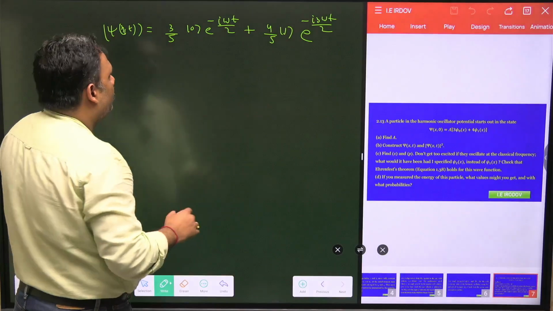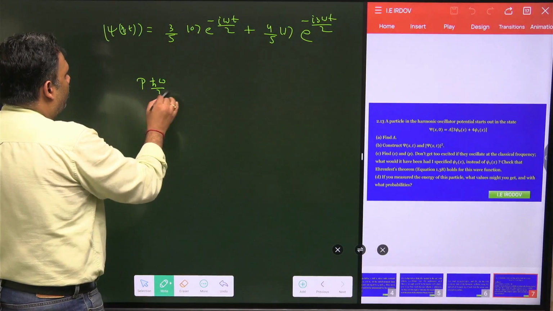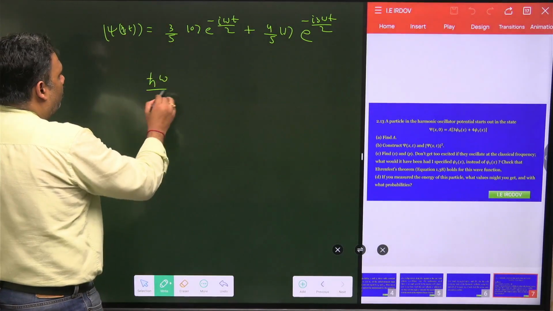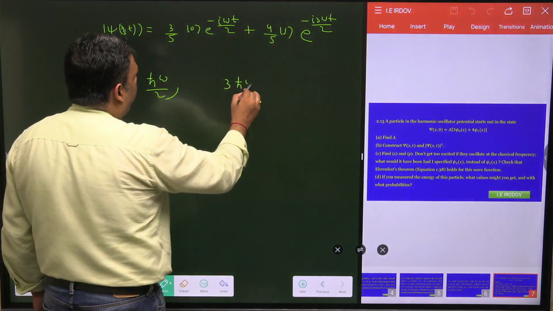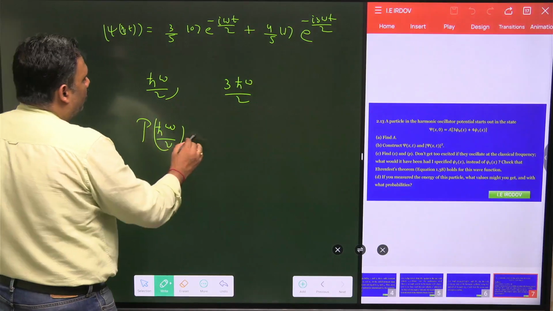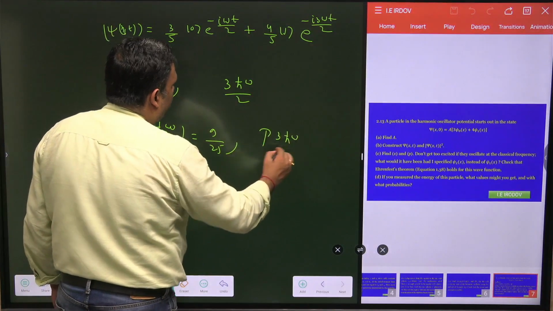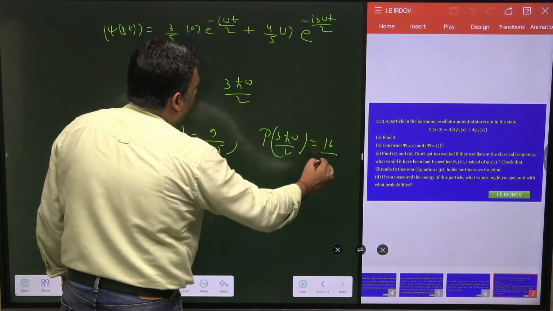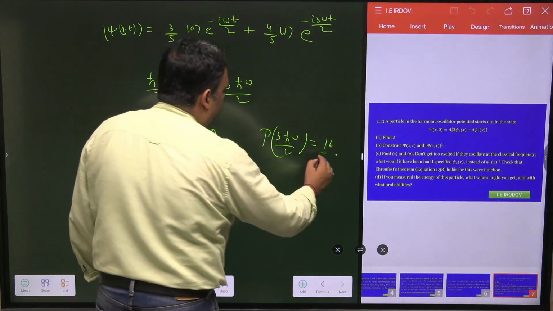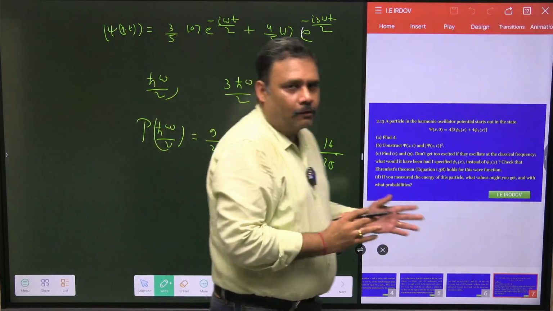So if the energy is measured, then what will be the measurement? The measurement is equal to ħω/2. So what are the possible measurements basically? They are basically ħω/2 and 3ħω/2. And what is the probability of ħω/2? It is nothing but 9/25, and the probability of 3ħω/2 is nothing but 16/25. Even at time t, because this is just a complex phase, its mod square is not going to change.